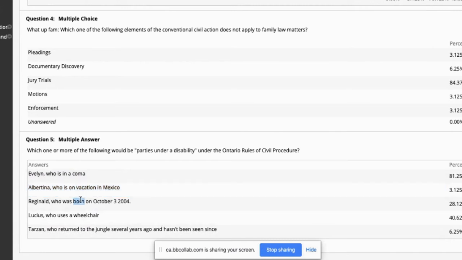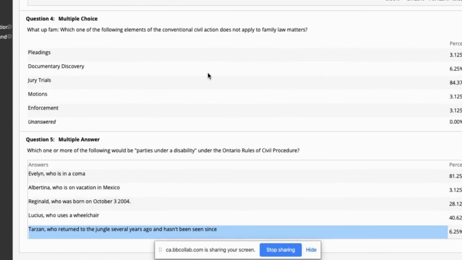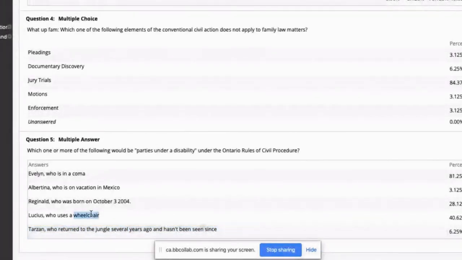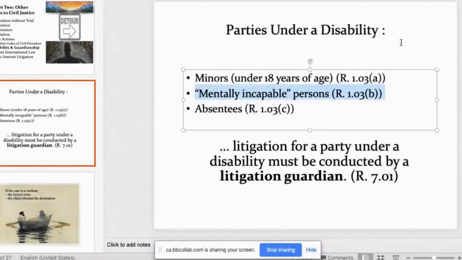Reginald is a party under a disability. He's a minor, and so we don't let minors or expect minors to make these decisions. And Tarzan is also under a disability. He's an absentee within the definition we just discussed. Doesn't really depend why they're in a wheelchair. I mean, this is mental incapacity, right? There's no reason to believe a person in a wheelchair would be mentally incapable.